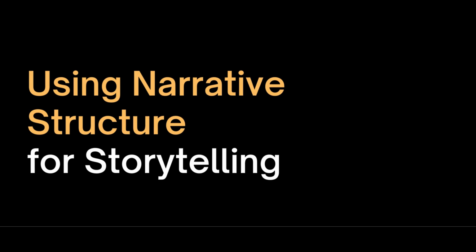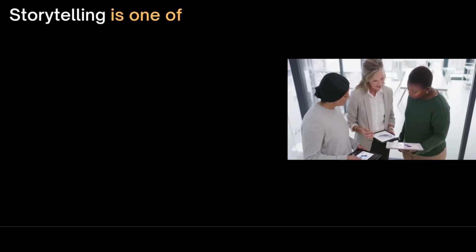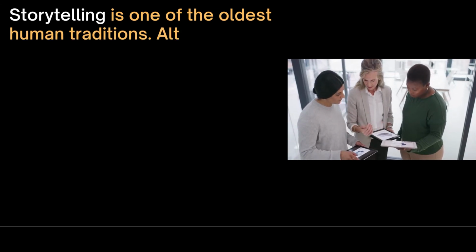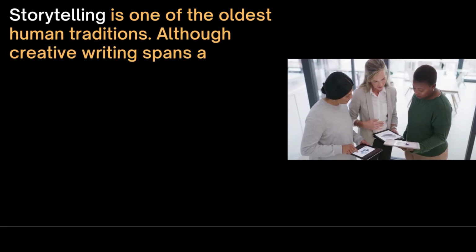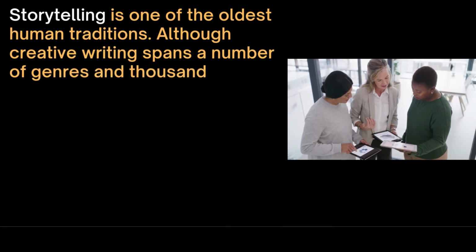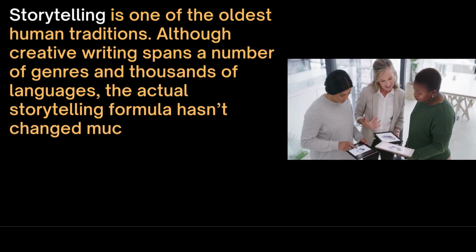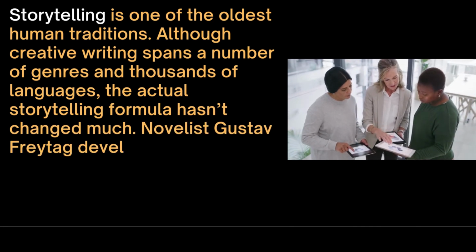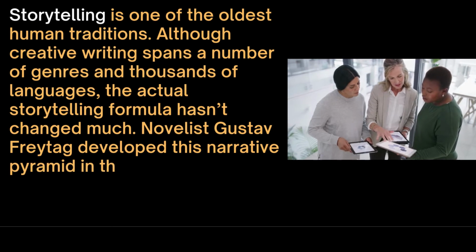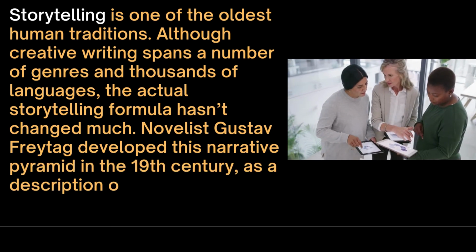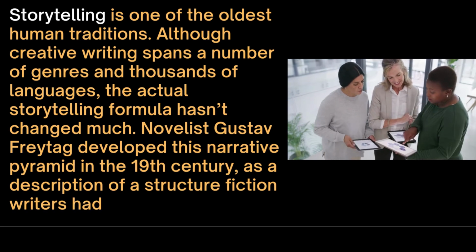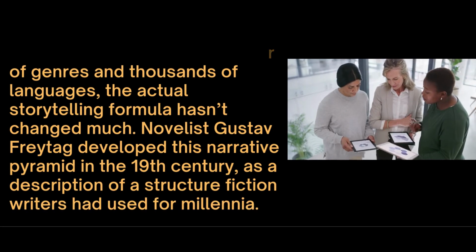We'll use the plot structure of Shawshank Redemption to demonstrate the 5 elements of Freytag's pyramid. Storytelling is one of the oldest human traditions. Although creative writing spans a number of genres and thousands of languages, the actual storytelling formula hasn't changed much. Novelist Gustav Freytag developed this narrative pyramid in the 19th century. This is a description of a structure fiction writers had used for millennia.